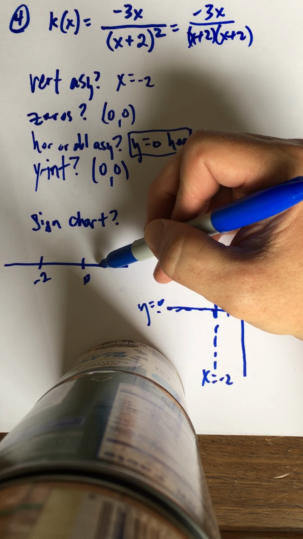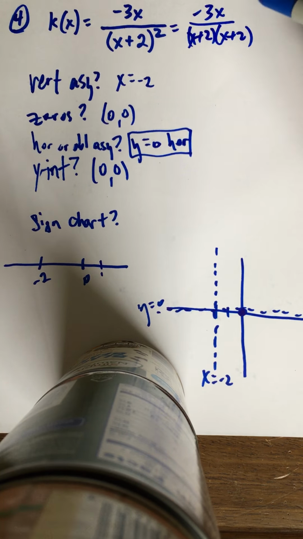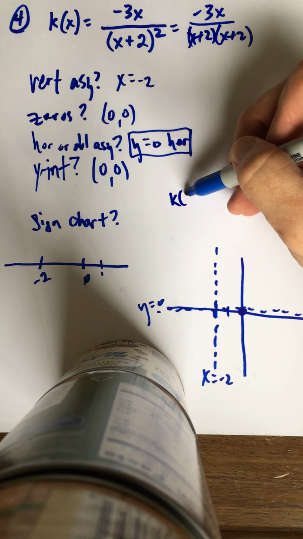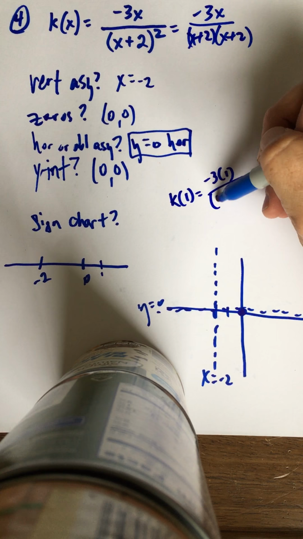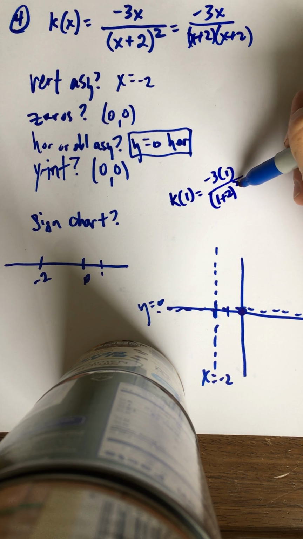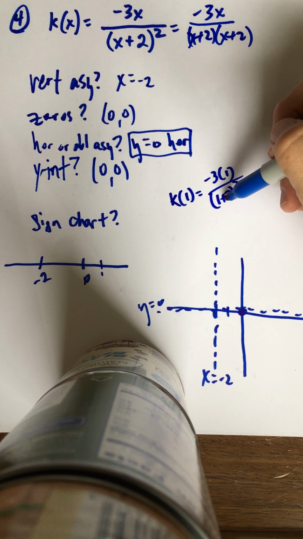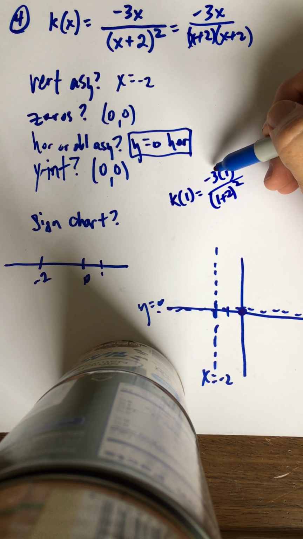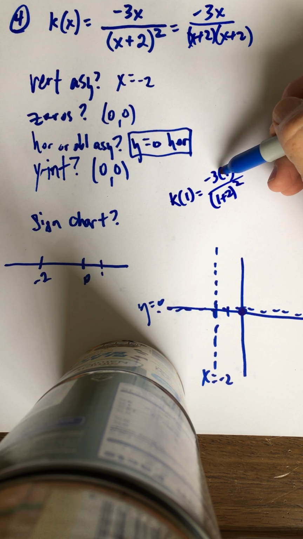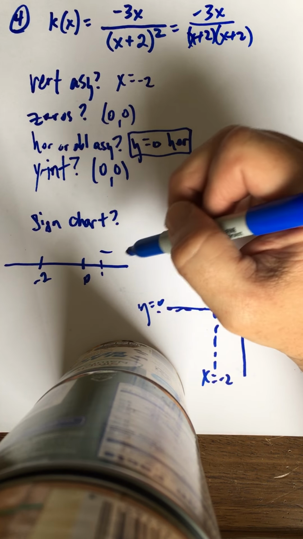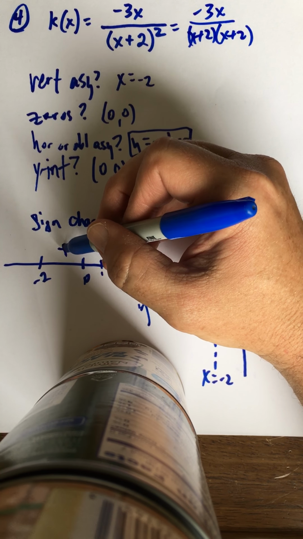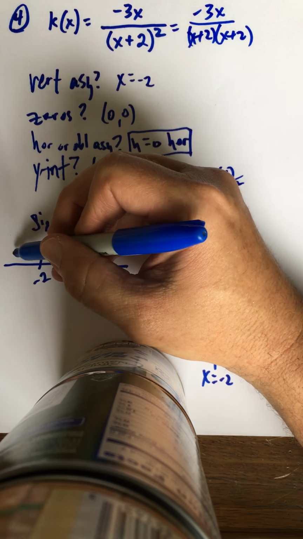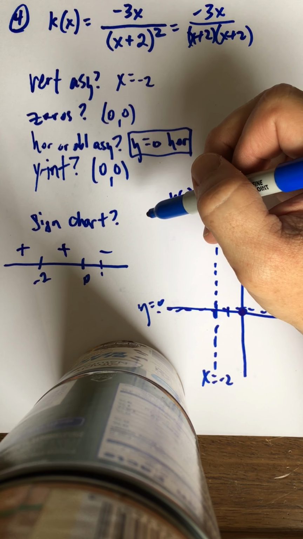So if you pick a number bigger than 0, like 1, and plug that in, if you do k of 1, that'd be -3 times 1 over 1 plus 2 squared. The bottom is going to be 3 squared is 9. That's a positive. Underneath, -3 times 1, that's a negative divided by a positive. That's a negative. So alternating can be positive, but it's not going to alternate over that one that's repeated, so it's going to stay positive as well.